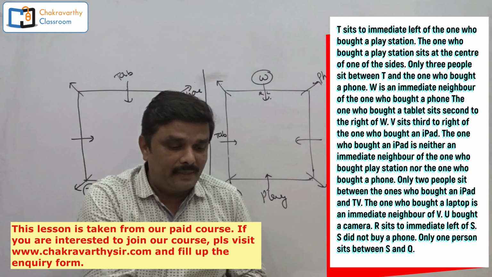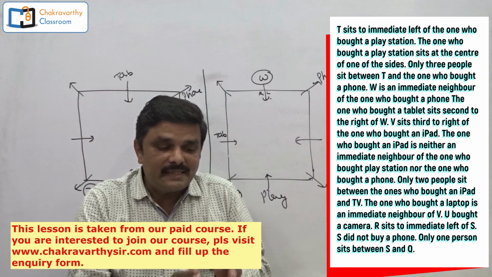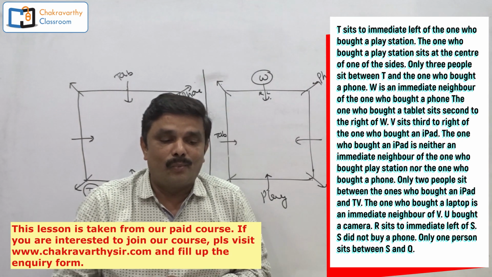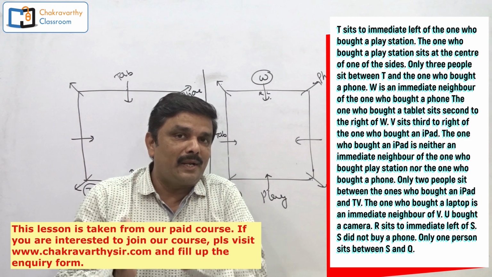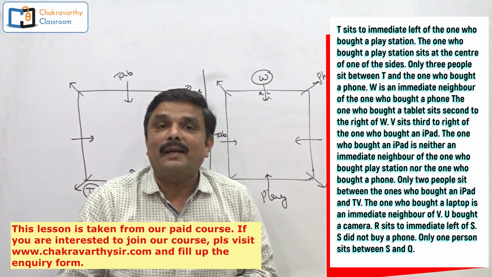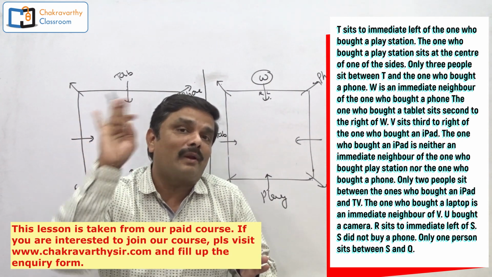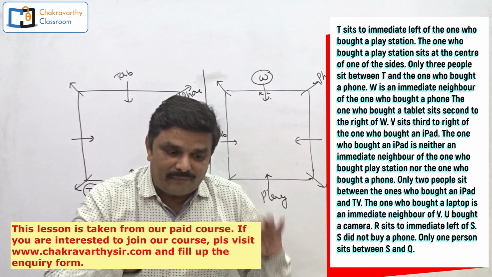Now go further here. V sits third to the right of the one who bought an iPad. Now you see, V's position depends upon that of the person who bought an iPad. V sits third to the right of the person who bought the iPad. Wait for that one.